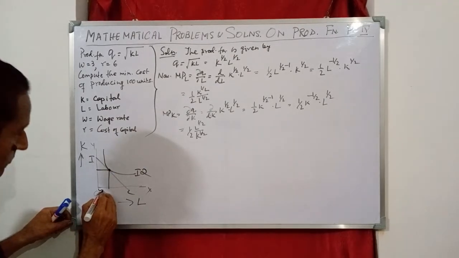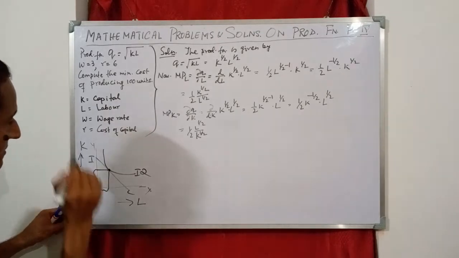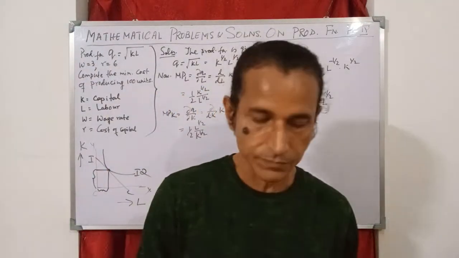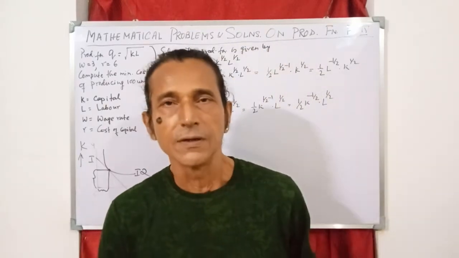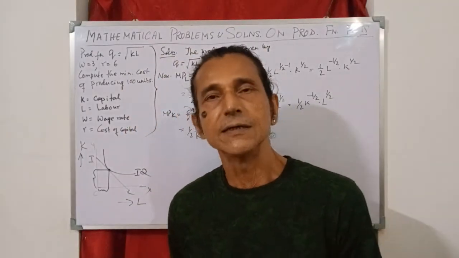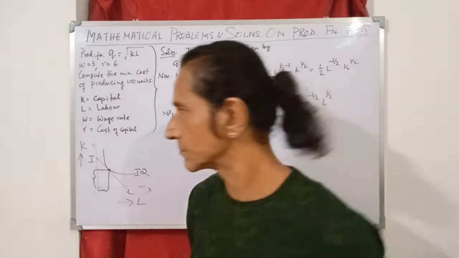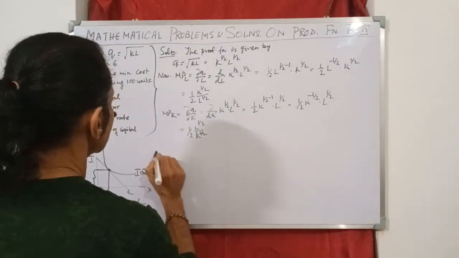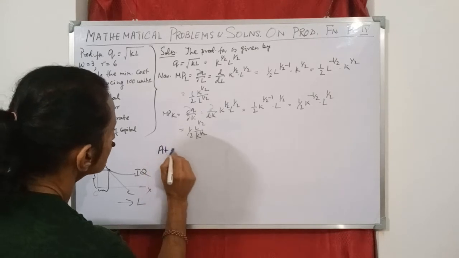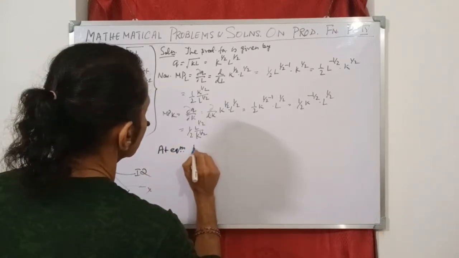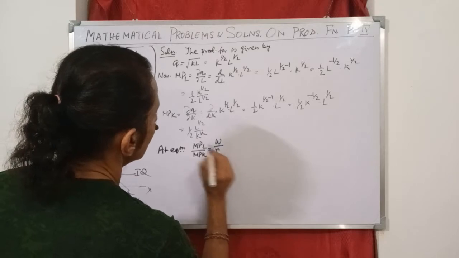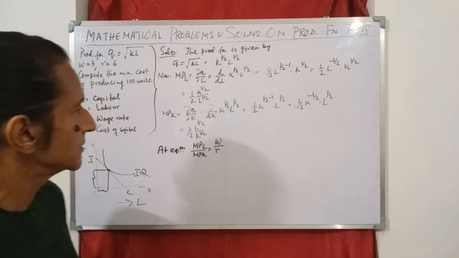So the producer is using this much of labor and this much of capital. So we have to find out mathematically this point given this production function. Okay? So at equilibrium, the ratio of marginal productivities is equal to the ratio of input prices. That is MPL divided by MPK is equal to W by R, where W is wage rate and R is cost of capital.